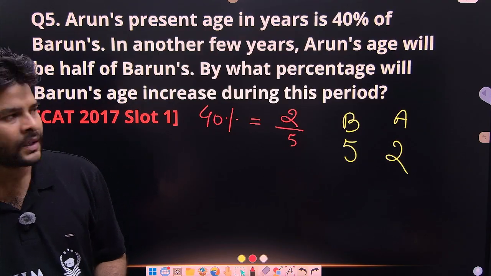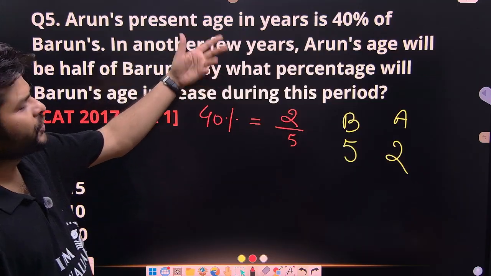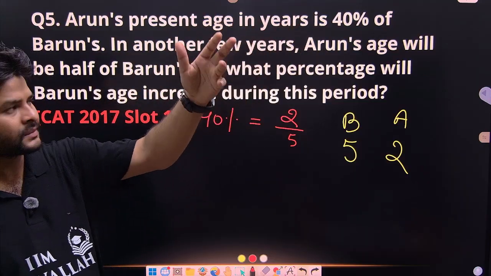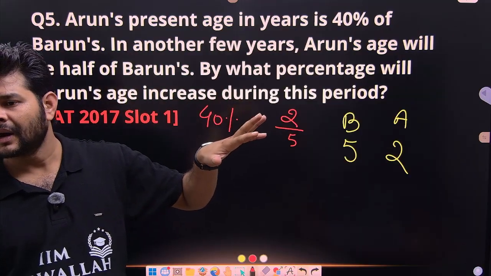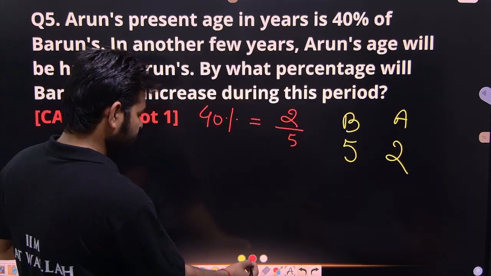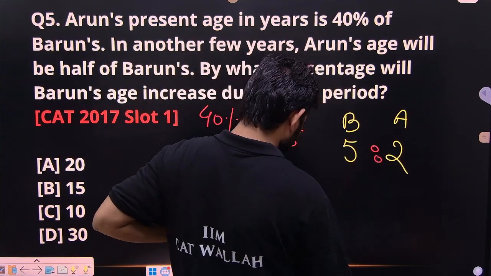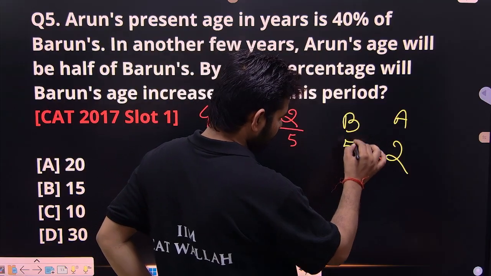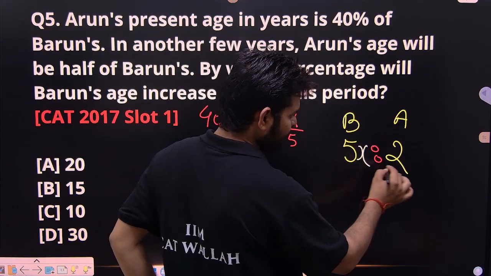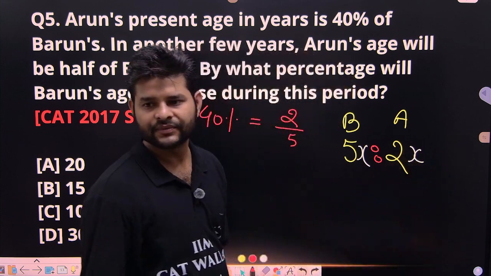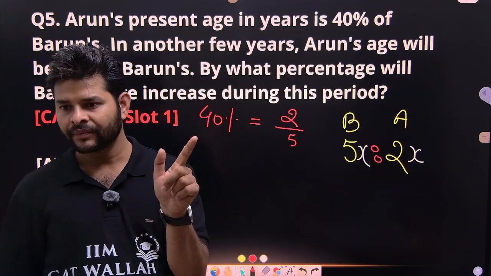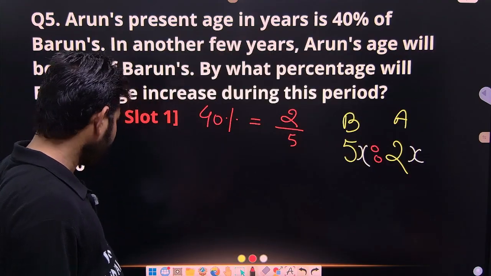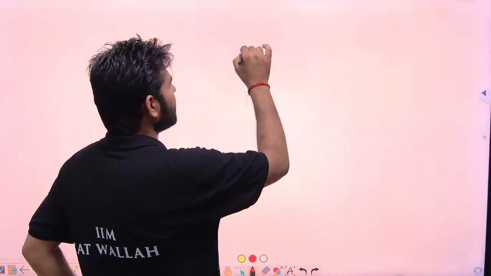Now, after some years, Arun's age will be half of Barun's. Suppose this is the ratio. Suppose Barun's actual age was 5x, and Arun's actual age was 2x. If we multiply by a fixed number, that is the original value. What I am saying is, if I have a fraction.